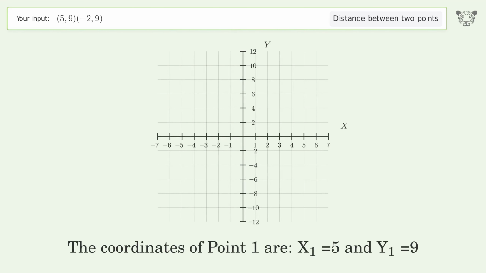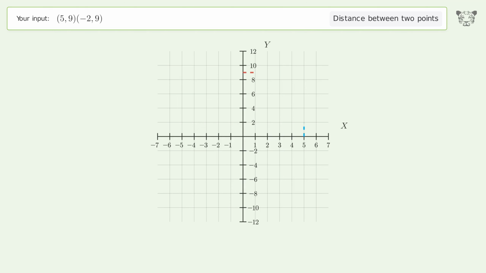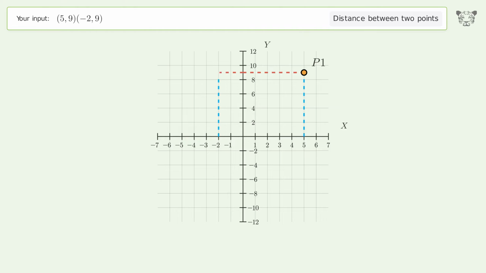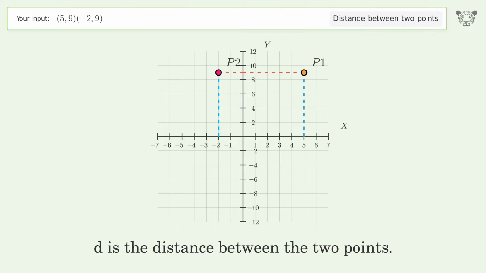The coordinates of point 1 are x1 equals 5 and y1 equals 9. The coordinates of point 2 are x2 equals -2 and y2 equals 9. D is the distance between the 2 points.